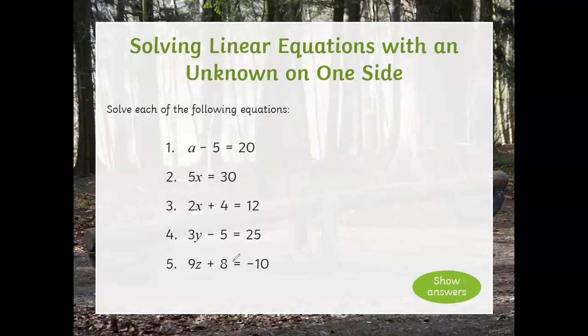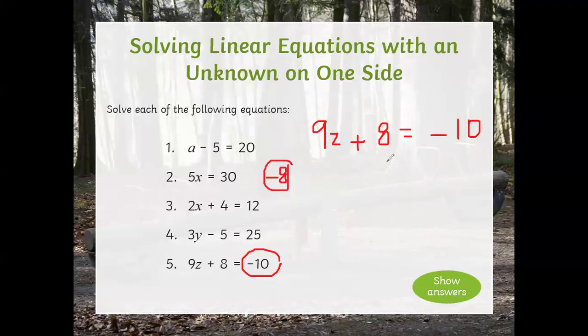Now, number 5, if you look at it, it's a little bit challenging because they have now a negative number, which is your chapter 1. All right, so let's try 9z plus 8 equals negative 10. Remember this. I got to get rid of my plus 8, so I minus 8. Correct? So now I have 9z. And if you're not so sure, you write down negative 10 minus 8.